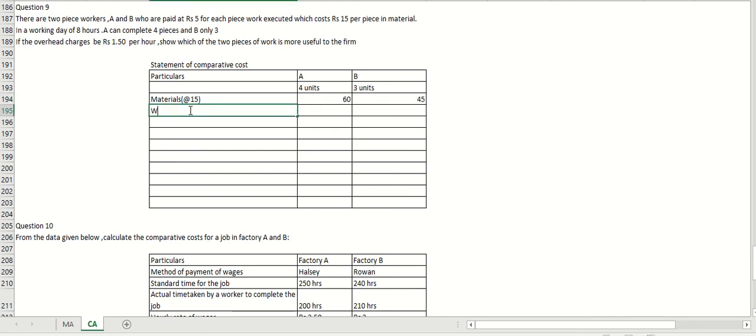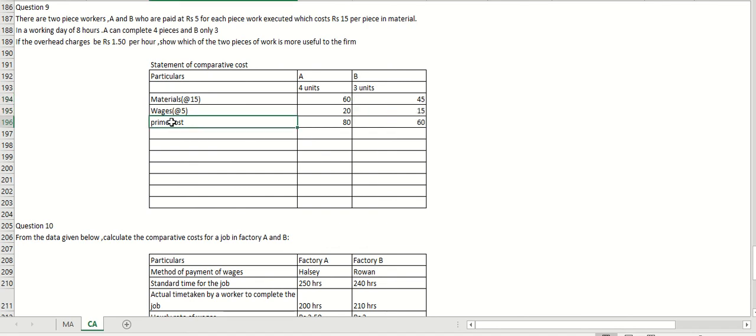Now we have the wages. They are telling it is ₹5 for each piece of work. So 5 into 4 is 20, 5 into 3 is 15. Now you get your prime cost. So prime cost is equal to 60 plus 20, which is 80, and 45 plus 15, which is 60 rupees.